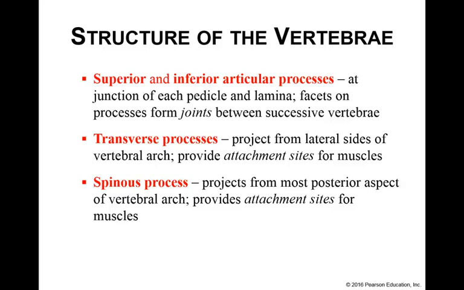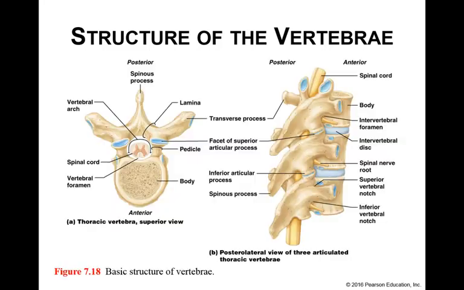Transverse processes are pieces that stick out the lateral sides of the arch. They allow for muscle attachment. And you have spinous processes, which is going to stick out the back or the most posterior aspect. This also provides a site for muscles. This is the part you can feel. When you rub your finger down someone's spine, this is what you feel is the spinous process.